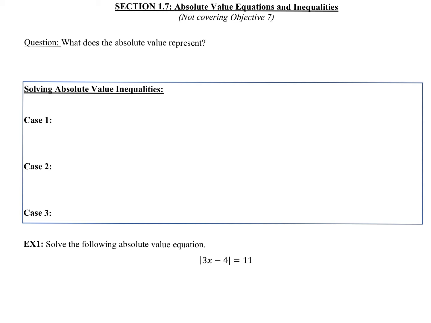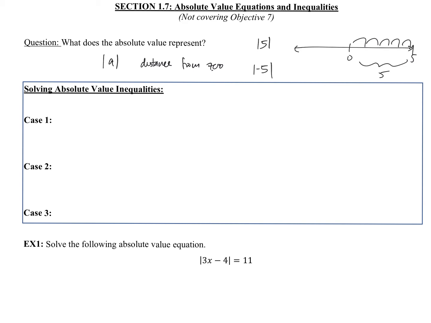Well, I mentioned it previously in other videos, but the absolute value of a number is just talking about the distance from 0. So if this is talking about the absolute value of 5, it's just asking you how far that number is from 0. So that would just be 1, 2, 3, 4, 5, a unit of 5. Same thing if we had negative 5. That's just asking how far negative 5 is from 0, which is 1, 2, 3, 4, 5 units away, which is why the absolute value is always positive.